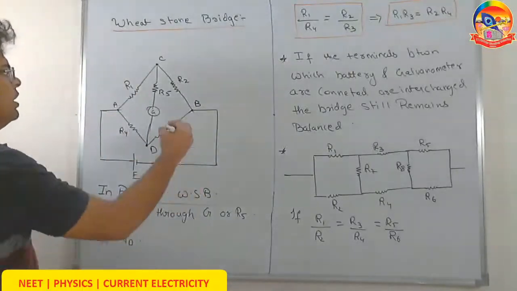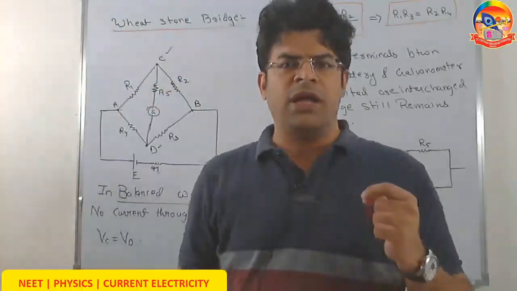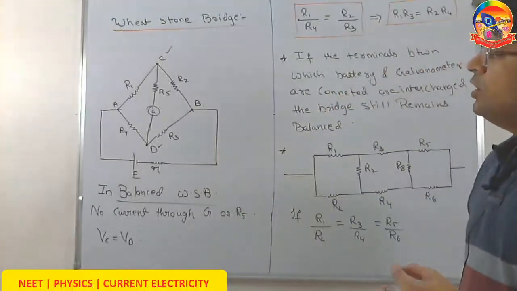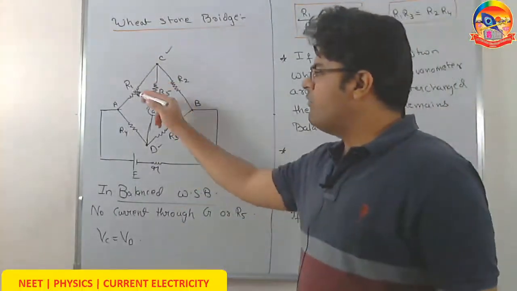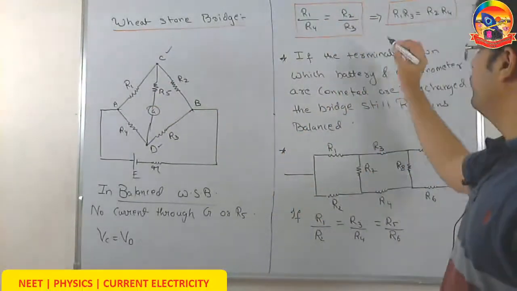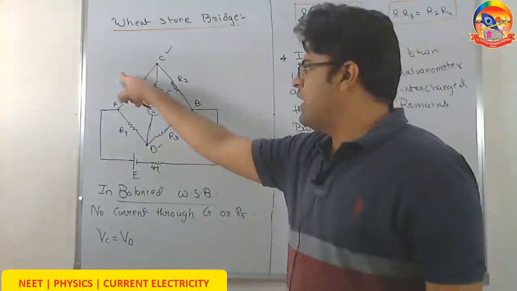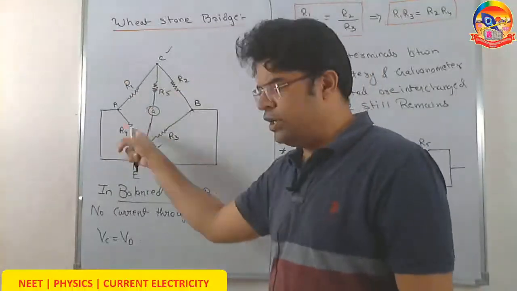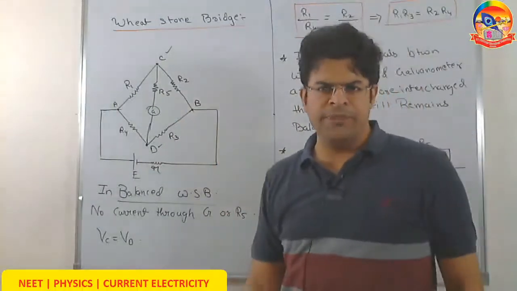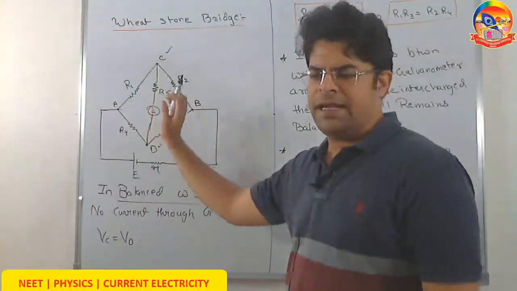This happens when the potential of C becomes equal to the potential of D. So what is the condition for the Wheatstone bridge to be balanced? The condition is that R1 by R4 should be equal to R2 by R3. This also tells us that R1 R3 should be equal to R2 R4. So when R1 into R3 becomes equal to R2 into R4, in such a condition, the potential of C becomes equal to the potential of D and no current flows through R5. So the galvanometer needle does not deflect at all.